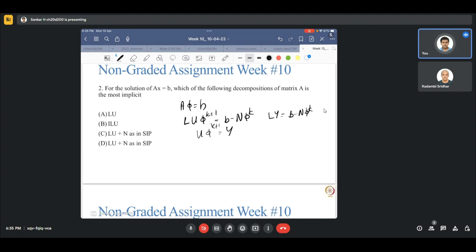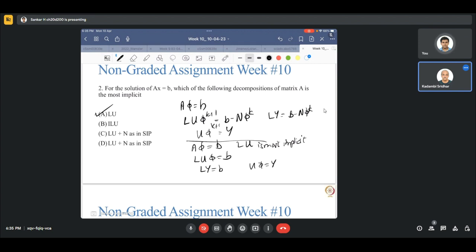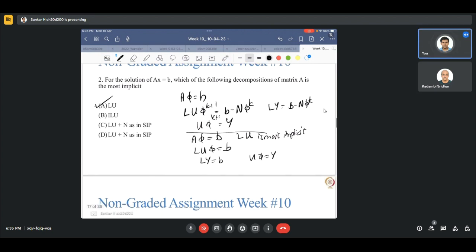Whereas the LU decomposition just breaks down this A phi equal to B as LU phi is equal to B, and we solve for Ly is equal to B and U phi is equal to Y. Therefore, this method of LU decomposition is the most implicit over here, as every calculation is done on the k plus 1 or the same stage, same level. So the LU decomposition is the most implicit.